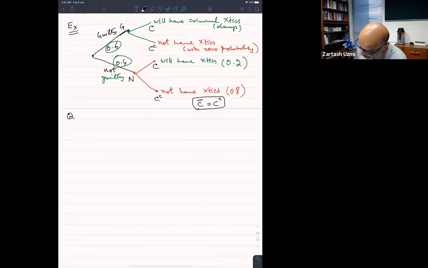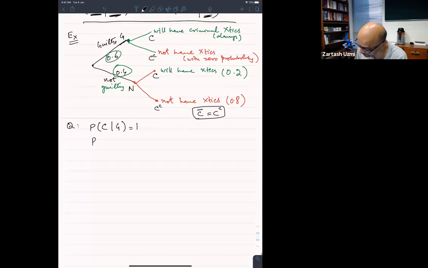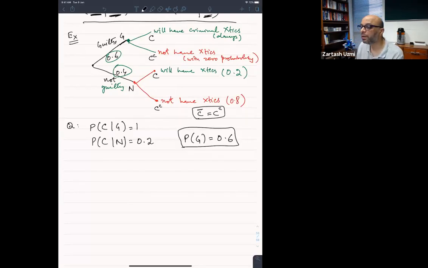Now, the question here is, what is the probability that the person has criminal characteristics when that guy is guilty? What is the answer here? In the chat window, what is the probability that the person will have criminal characteristics given that this guy is guilty? Great. 1. Okay. What is the probability that this person will have criminal characteristics given that the guy is not guilty? ये diagram से पता चलना चाहिए. Not guilty हो, so what's the chance this guy will have the characteristic of a criminal? It is 0.2. And what is the probability of being guilty, which is also read from the diagram, which is probability of guilty is 0.6.